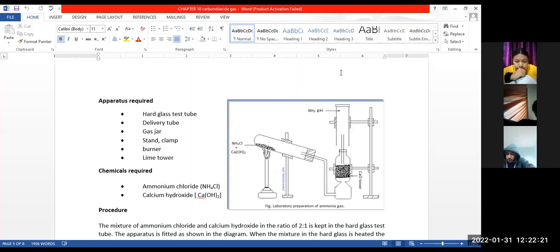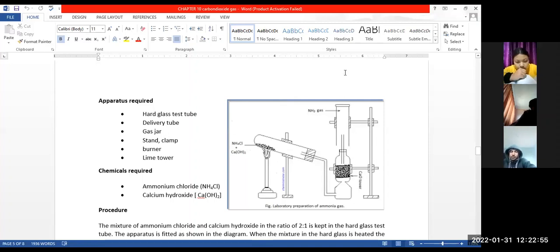I can ask you in the middle of class, randomly, I can select any one of these students to answer the questions. Okay, Riwaj, can you tell me what chemicals are required in the lab preparation of ammonia gas? Ammonium chloride, calcium hydroxide. Very good. Remember that, okay? Ammonium chloride and calcium hydroxide. And you need to remember that reaction also, the reaction of that principle.